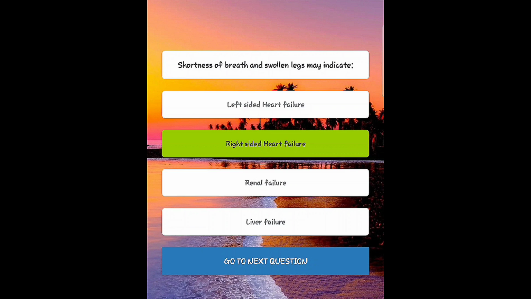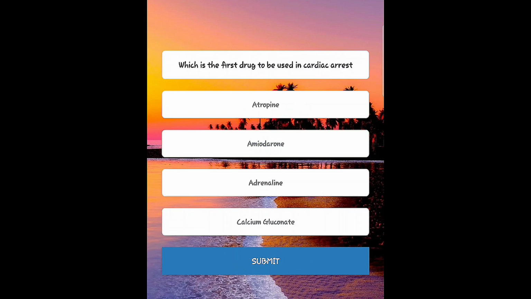That means, because the blood is unable to go back into the heart and be drained, it can't be renal failure, because renal failure would mean that all the body should be swollen, like a puffy face and all. So, which is the first drug to be used in cardiac arrest?